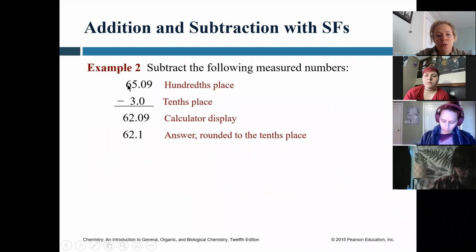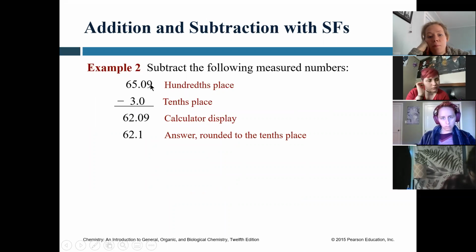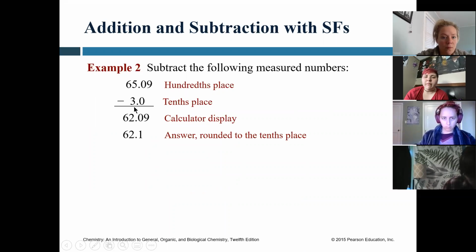If we subtract 2 numbers, the same rule applies. This has precision out to the hundredths, this has it out to the tenths. The final answer will need to be rounded out to the tenths place. It does help sometimes with addition and subtraction to line them up like you would in grammar school, where the decimals all match up, because then you can just see what you need to cut off. This is the smallest one with the decimals, but you don't have to do it that way.